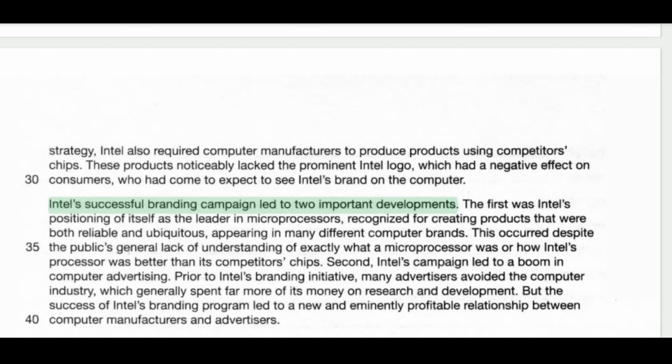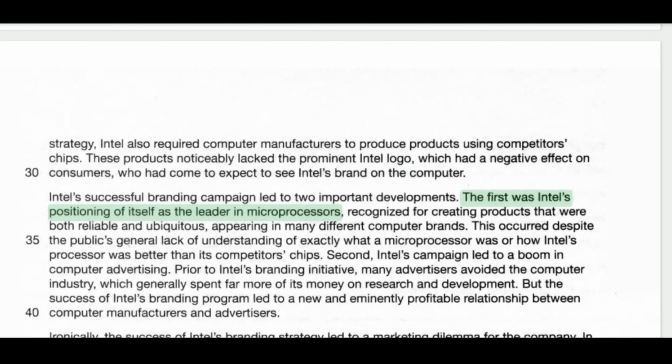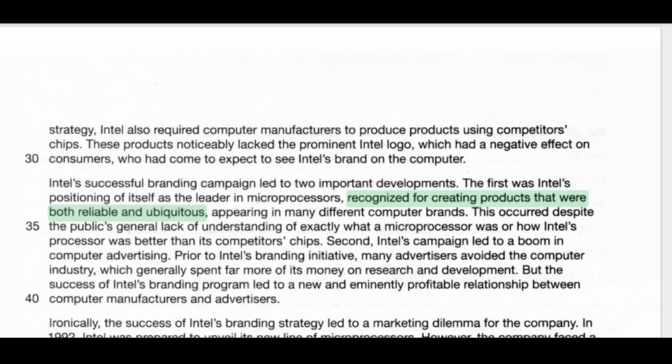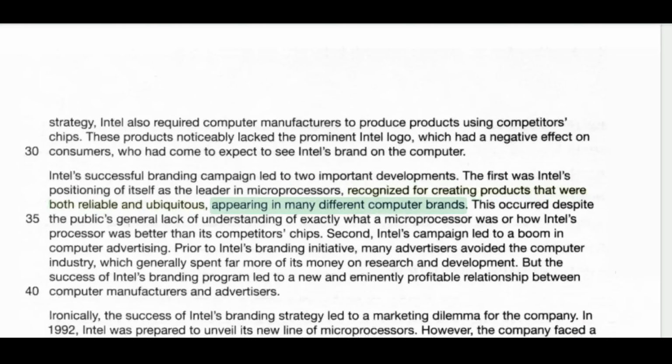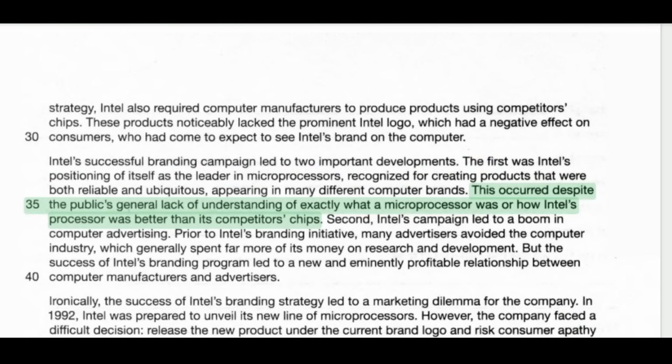Intel's successful branding campaign led to two important developments. The first was Intel's positioning of itself as the leader in microprocessors, recognized for creating products that were both reliable and ubiquitous, appearing in many different computer brands. This occurred despite the public's general lack of understanding of exactly what a microprocessor was or how Intel's processor was better than its competitors' chips.